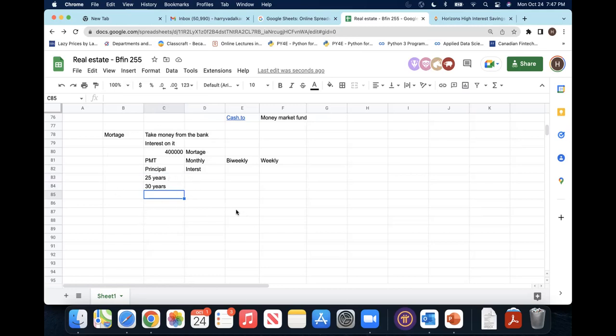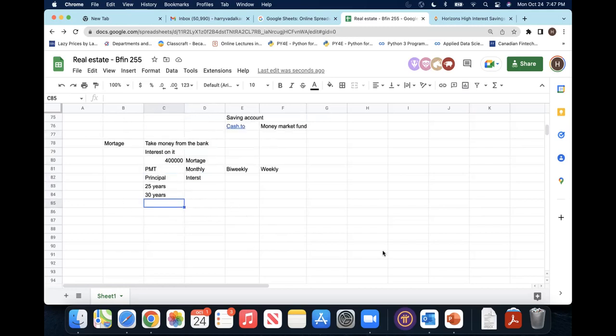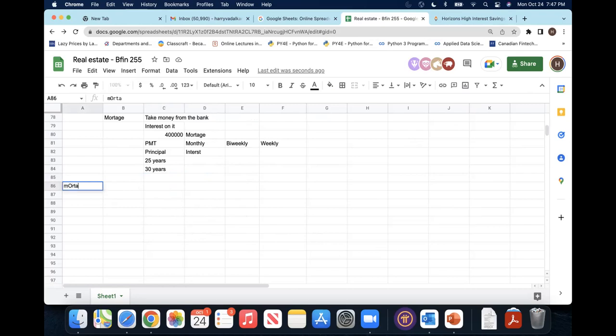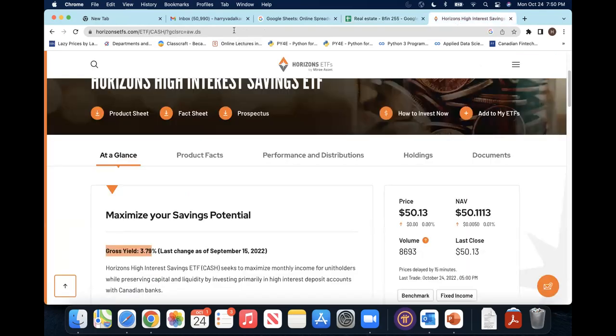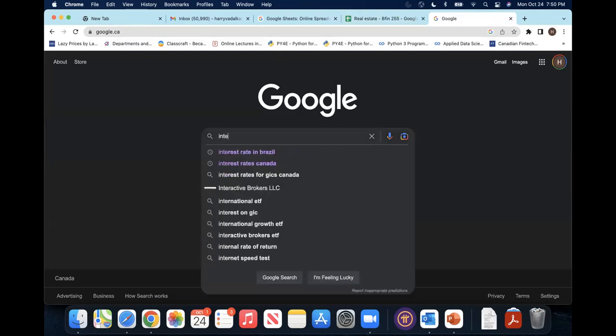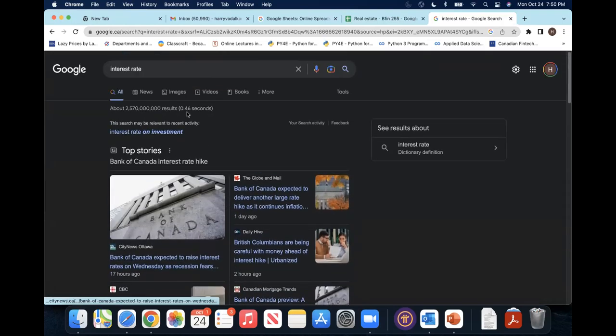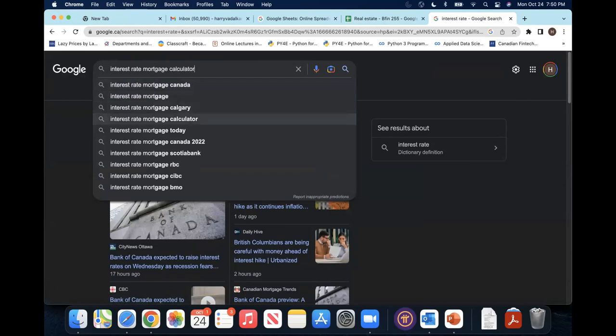So I'll quickly show you. You don't have to understand how I'm creating the mortgage table. It's not important at this point, but I just wanted to discuss a bit on that. So let's say you are taking a mortgage of 400,000. Okay, so this is your mortgage amount. Now let's say it's a 25-year mortgage. The term is 25 years. And the interest rate we will look up. What's the interest rate on the mortgage in Canada?